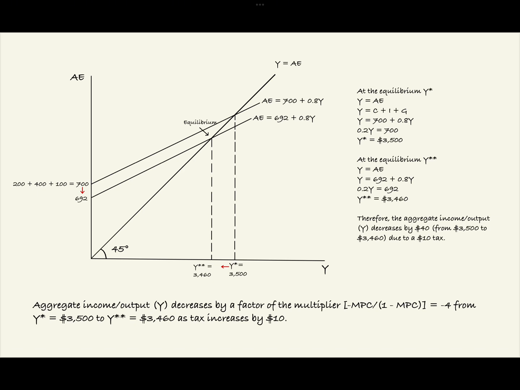Therefore, the aggregate income or output Y decreases by $40 from $3,500 to $3,460 due to a $10 tax. Aggregate income or output Y decreases by a factor of the multiplier, negative MPC over 1 minus MPC, in this example equaling negative 4, from Y star $3,500 to Y double star $3,460 as tax increases by $10.